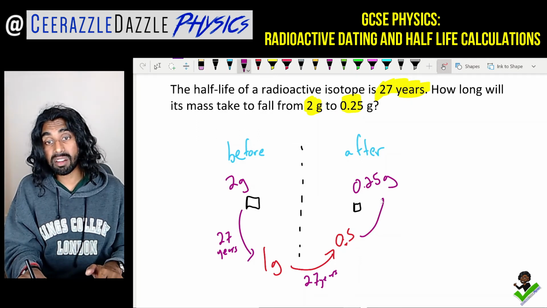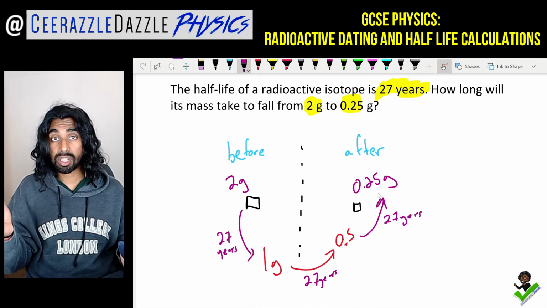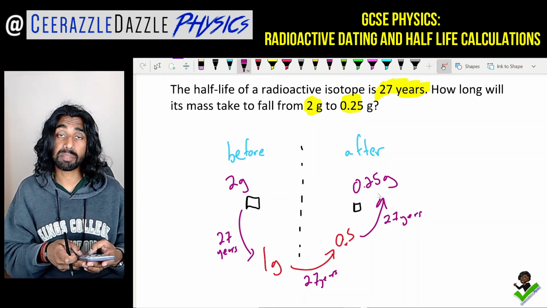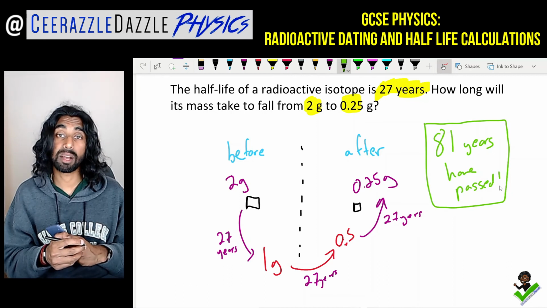It takes me another 27 years for it to drop down from 0.5 to 0.25 grams. So logically, what is the total time that has passed? Well, it's going to be 27 times by 3. 81 years have passed, guys. So 81 years have now passed.